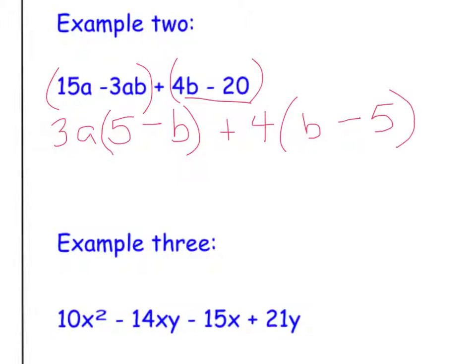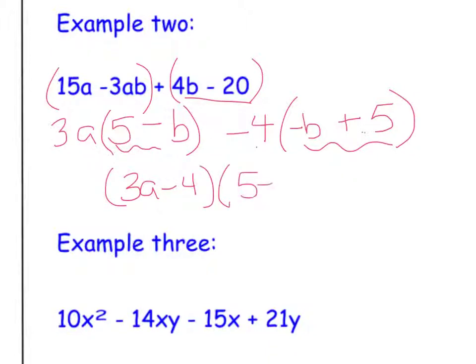Now, the one thing that I notice is that this does not look the same. Inside the parentheses, we don't have the same idea, because 5 minus b is just negative b plus 5, and my 5 needs to be negative. So that means I need to go back and look at taking out a negative 4, which I think is what I'm going to do. That changes the signs inside the parentheses, so it'll be the same. Then, when I rewrite it, I have 3a minus 4, and then 5 minus b.